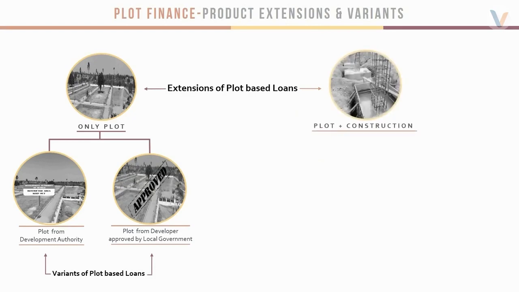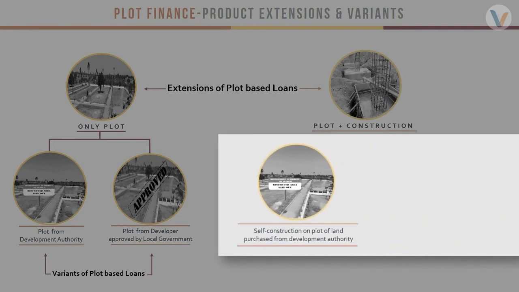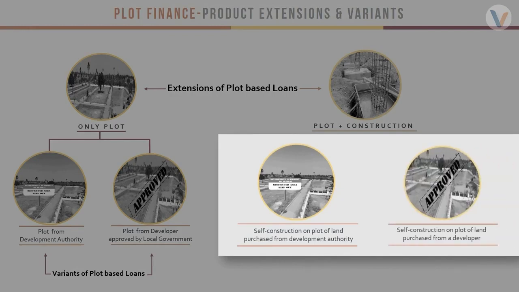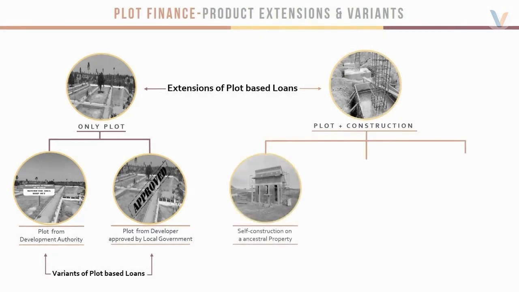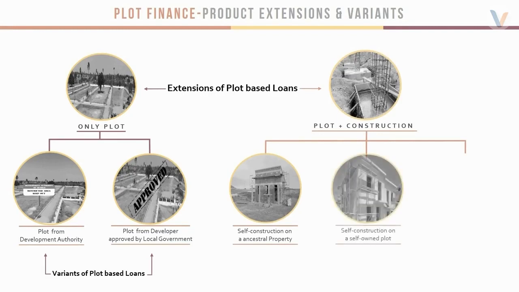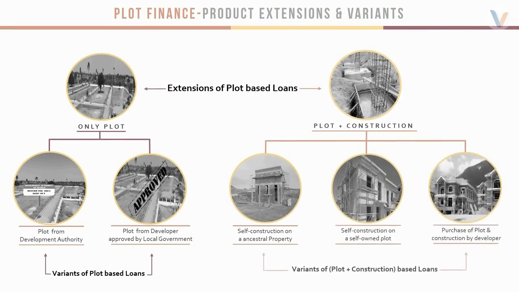So, plot plus construction could have multiple variants. It could be: 1. Self-construction on a plot of land purchased from a development authority. 2. Self-construction on a plot of land purchased from a developer. 3. Self-construction on ancestral property of land, that is, land inherited from family. 4. Self-construction on a plot of land purchased earlier on personal savings. And 5. Purchase of residential unit plus plot from a developer.